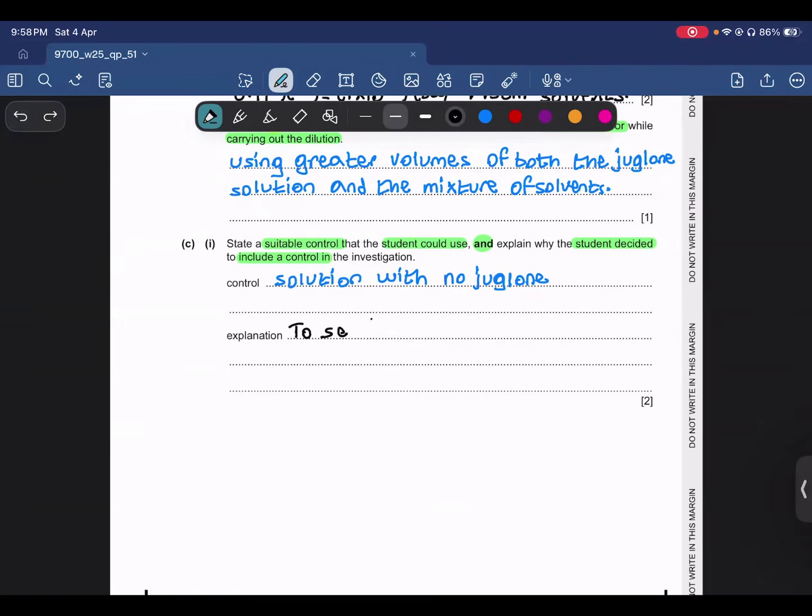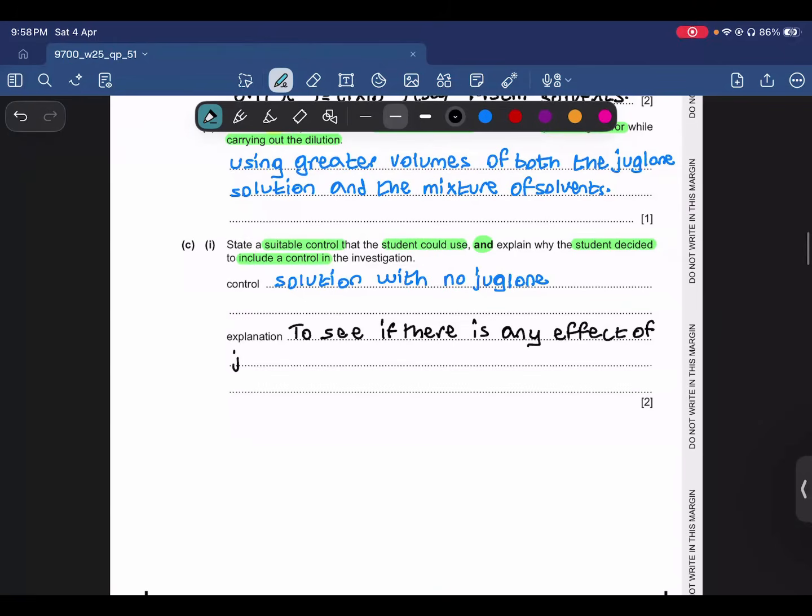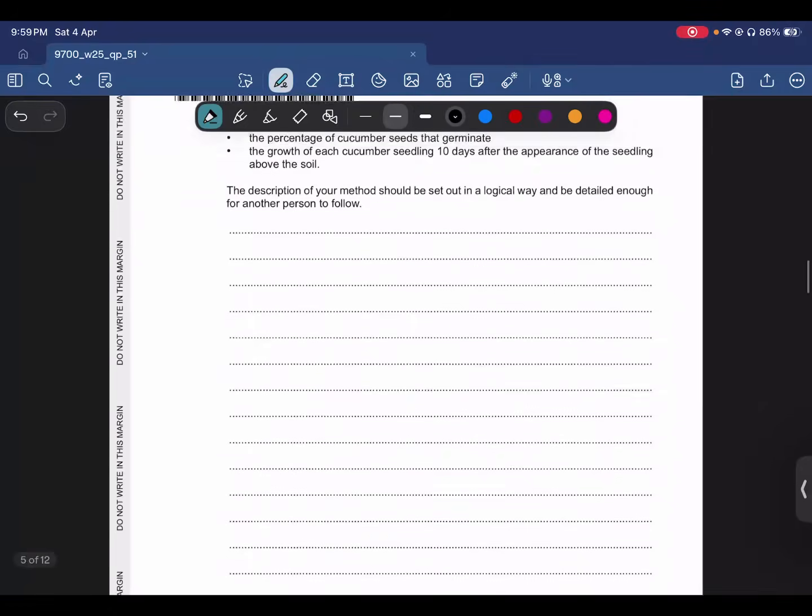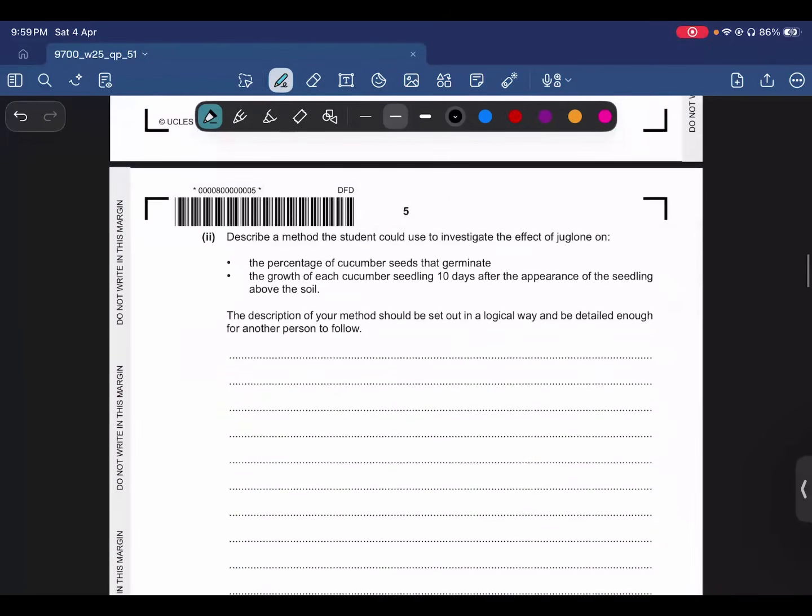You could use any. So to see if there is any effect of juglone on the, we'll use your first answer, germination of seeds. So that's our 2 marks right there. Actually, let's move on. Now here's the main part of P5, a 7 mark question. So think about it, take your time, draft your entire answer, and then let me know.